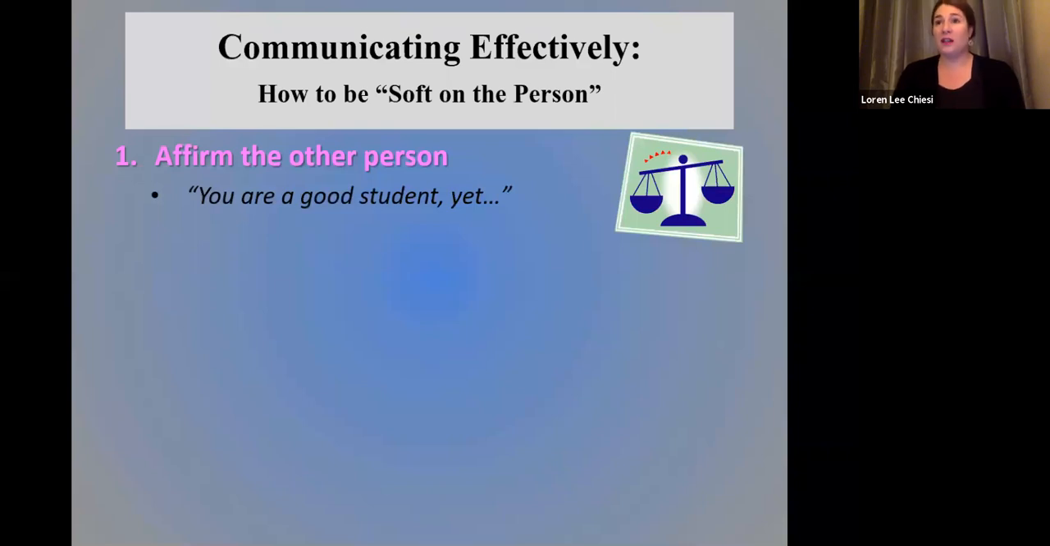You're a good colleague. Yet I've noticed recently you have not answered emails quickly. Those are really great ways to lead in and just let the other person know that this is a small thing that you've noticed, and in general, you still believe in them, you see their good sides, and that's really important when you're trying to address a difficult topic.